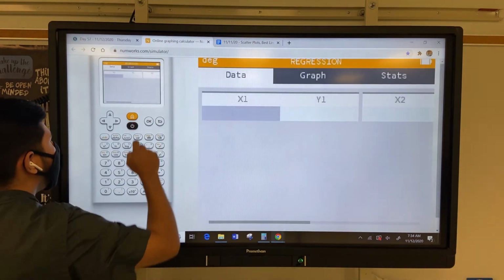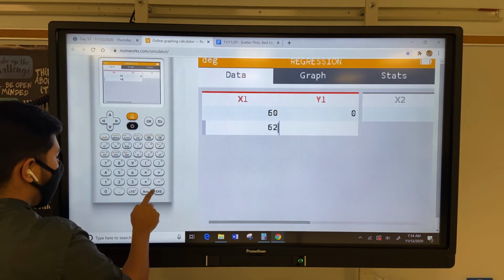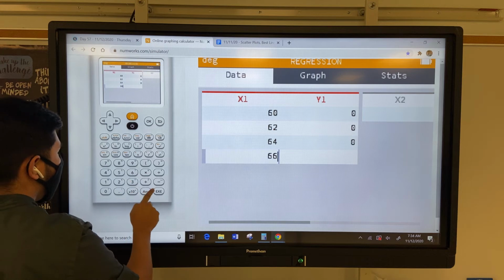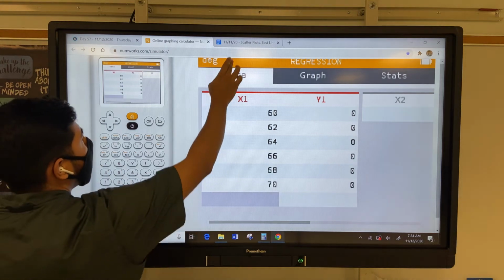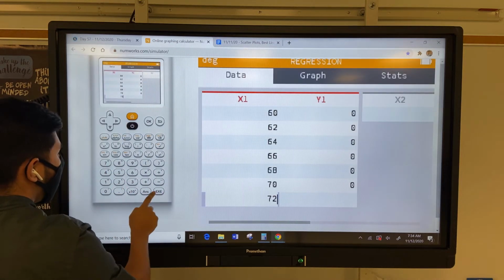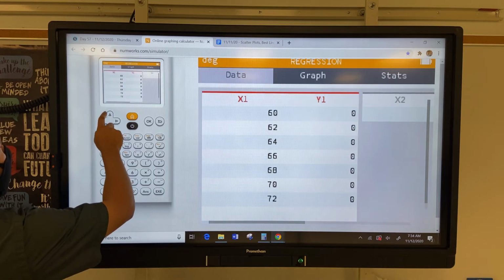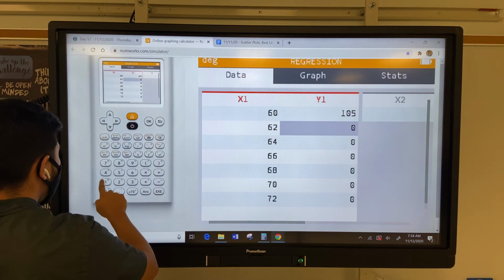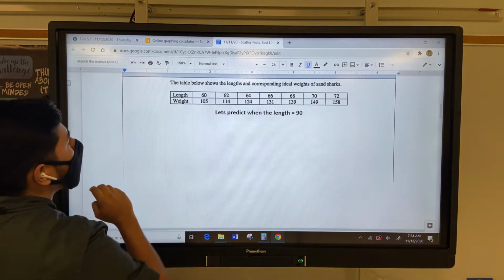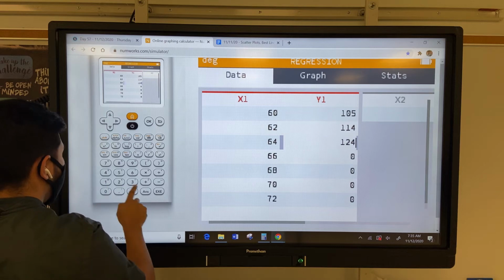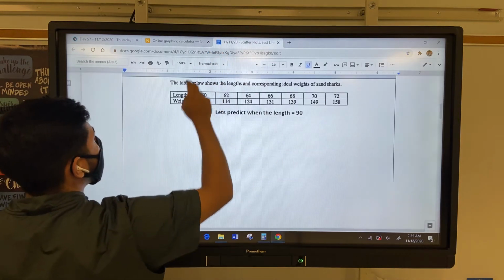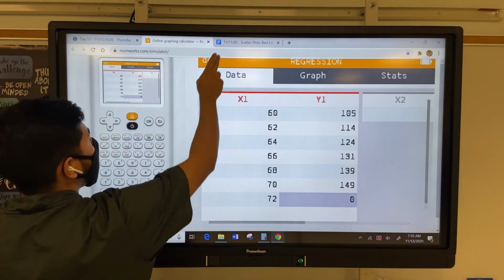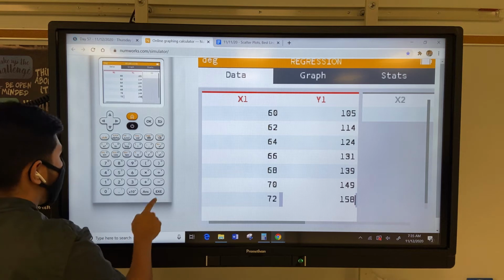60, 62, 64, 66, 68, and then 72. And then 105, 114, 124, 131, 139, 149, and then 158. Yes, ladies and gentlemen, I understand it is a process.